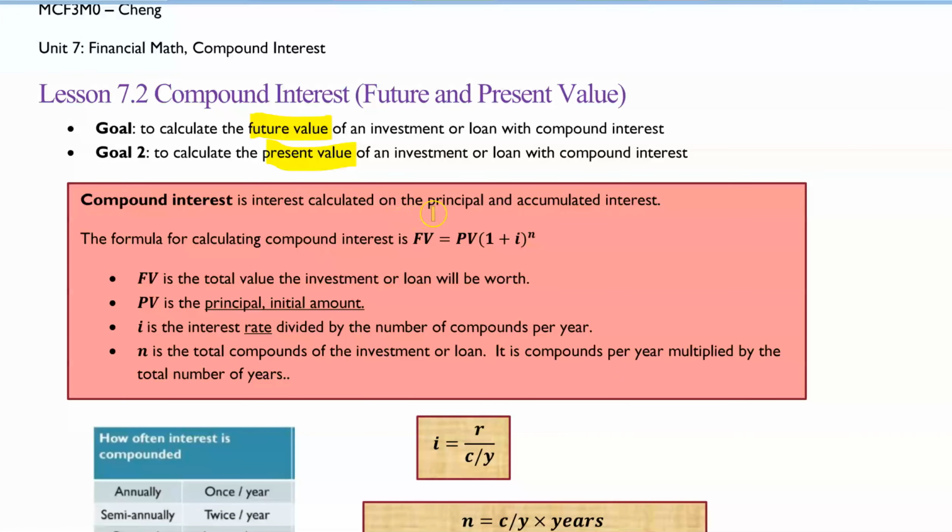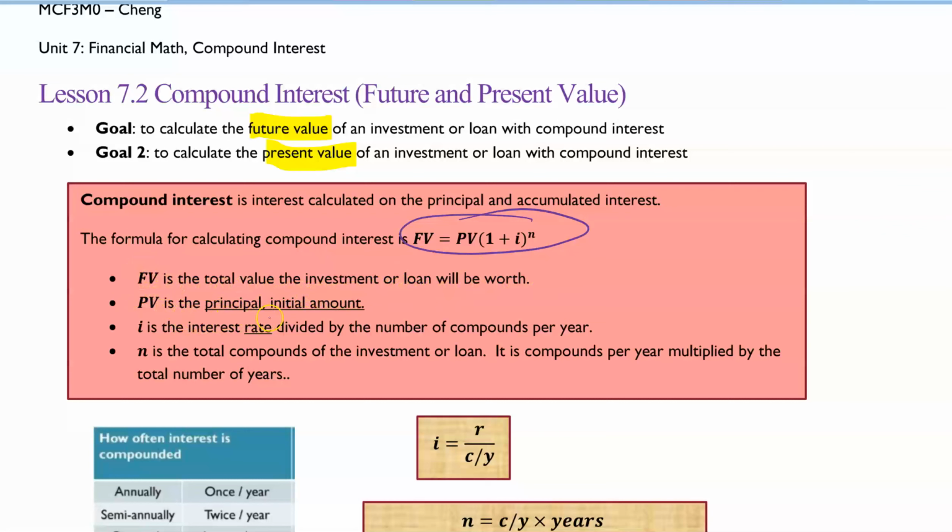Compound interest is interest calculated on the principal and accumulated interest, like I said. And the formula for calculating compound interest is FV equals PV times (1 plus i) to the exponent n. This formula is made up of these different variables. FV is actually one variable. It stands for future value. When you think FV, think about what that amount of money that you put in is eventually going to be worth. That is the future value, the total value the investment or loan will be worth.